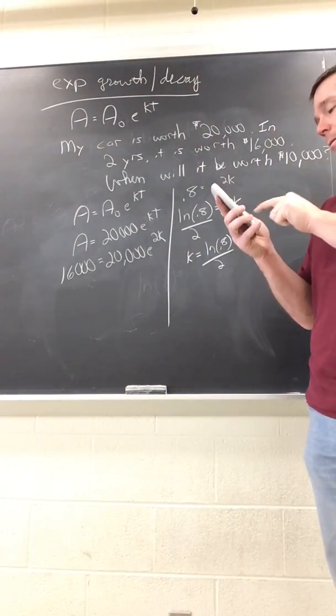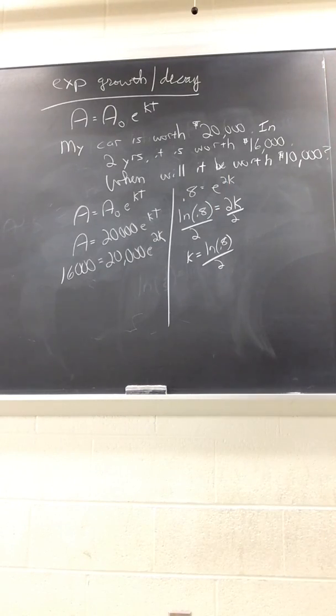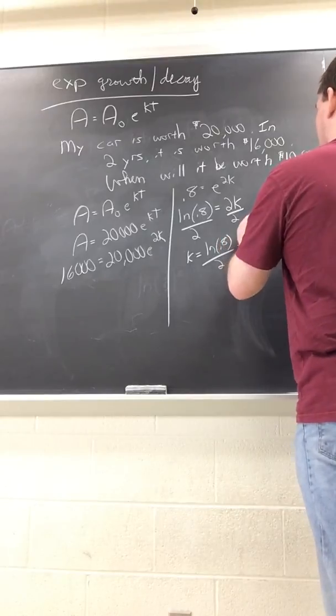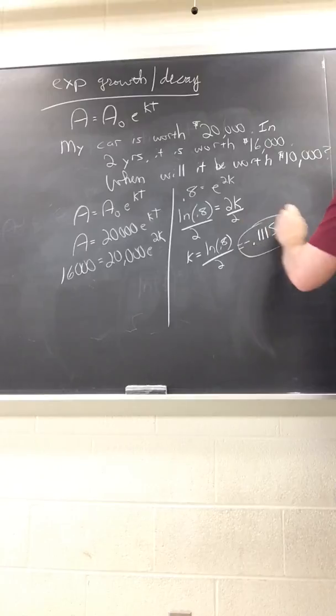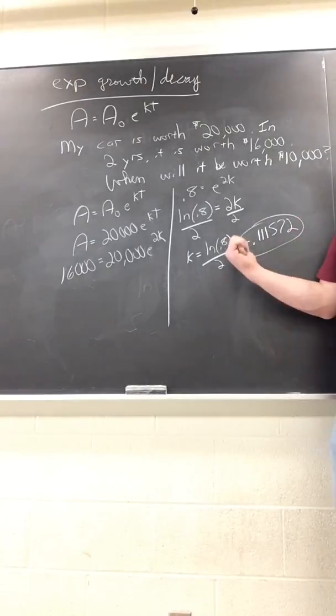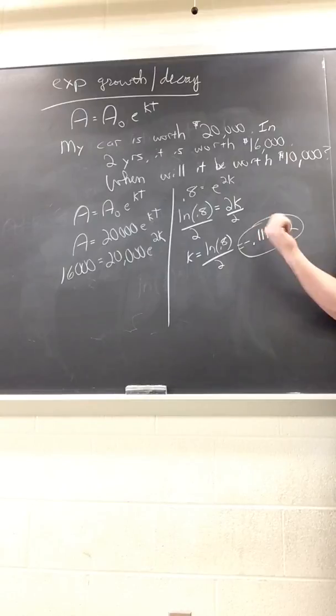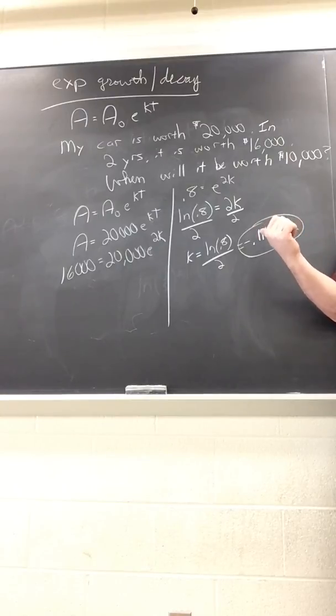Which again, really quickly, is negative 0.111572. Carry it, like I said, to about 6 decimal places just to avoid error. And one thing I'll point out, here my k is negative. That's what tells you it's a decay model. Our previous k was positive, it was a growth model. If k is negative, it's a decay model.